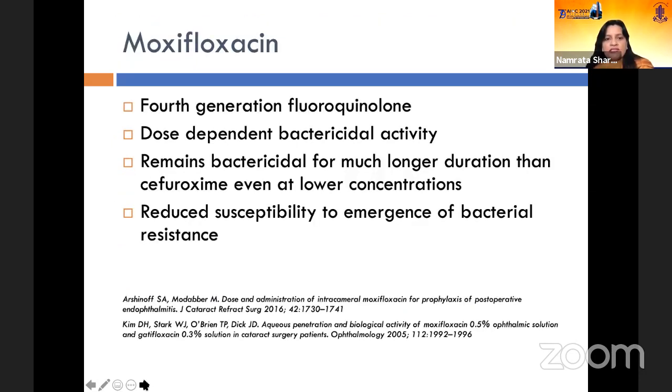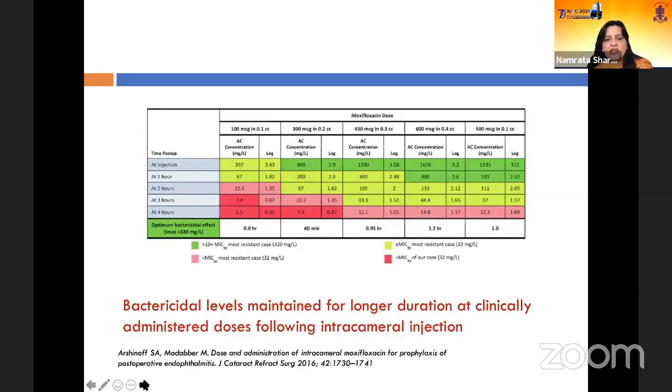Moxifloxacin, on the other hand, is a fourth generation fluoroquinolone which has dose-dependent bactericidal activity and remains bactericidal for a much longer duration than cefuroxime. It has reduced susceptibility to the emergence of bacterial resistance. This is just to show that the bactericidal levels are maintained for a longer duration of time. They would be maintained even up to 4 hours at clinically administered doses following the intracameral injection.